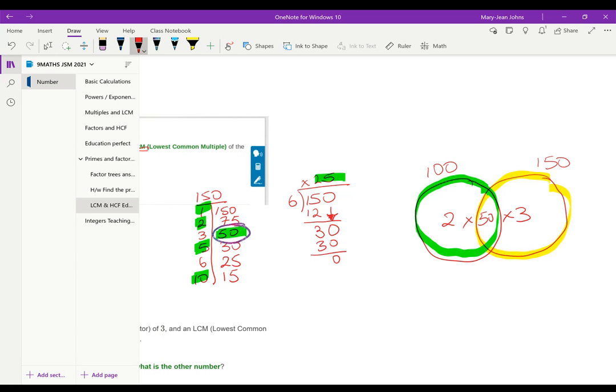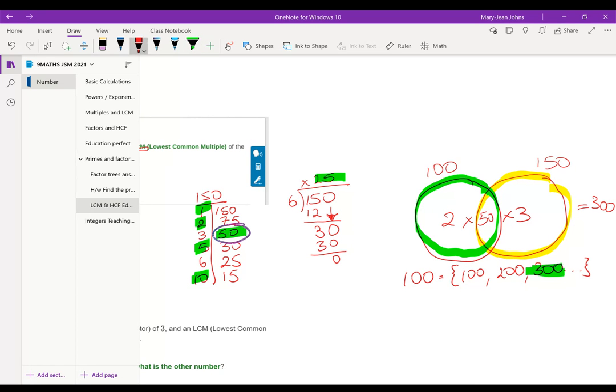What's really cool is that I can now do my lowest common multiple. I'm going to take each of these numbers together and I'm going to get my answer. So 2 times 50 is 100, times 3 is 300. If you're not sure, you can check it out. Multiples of 100: 100, 200, 300, and so forth. There's my 300. It's definitely a multiple of 100.